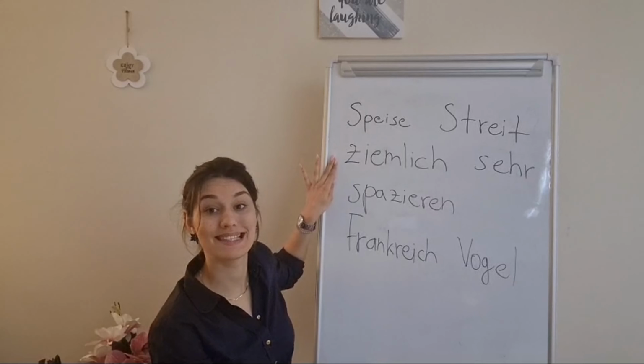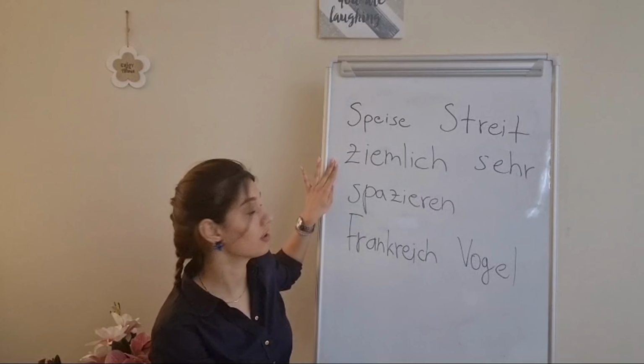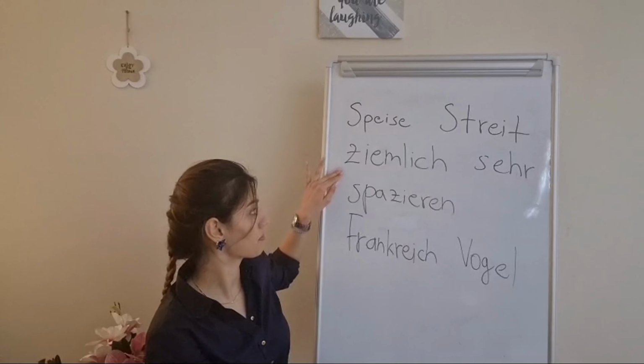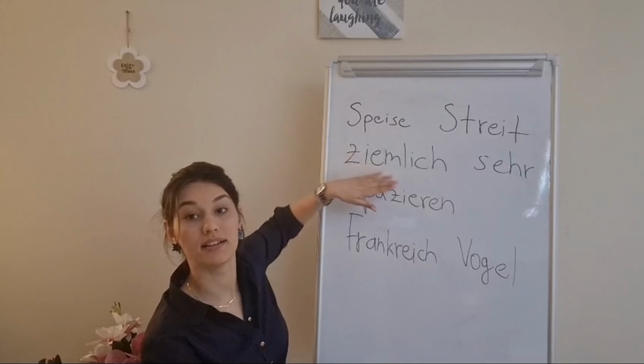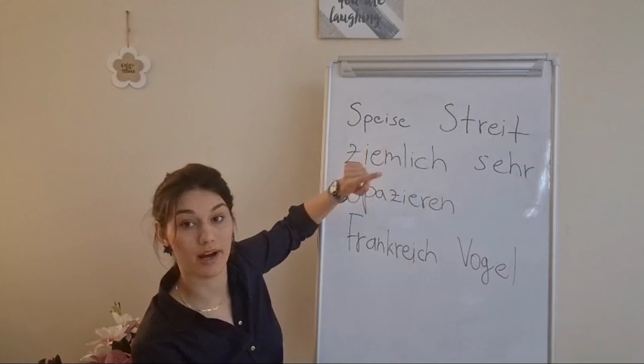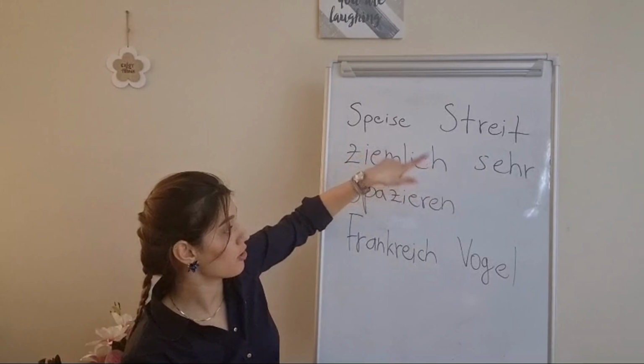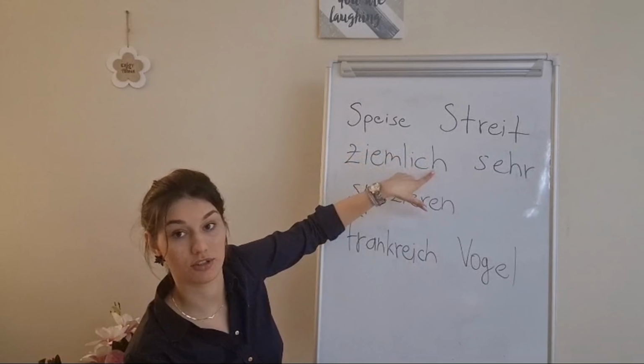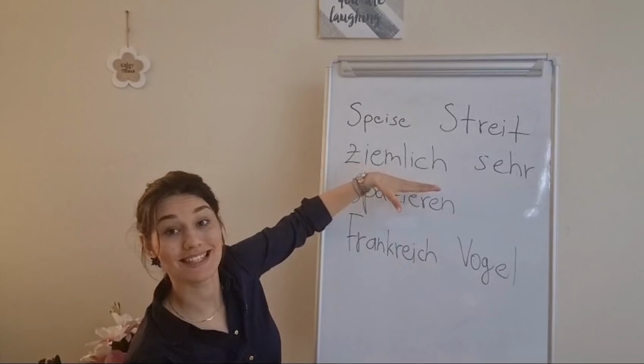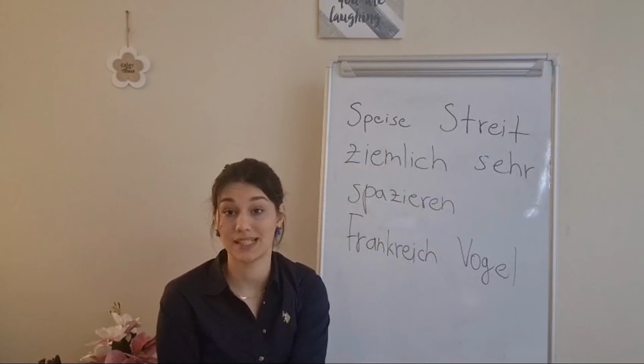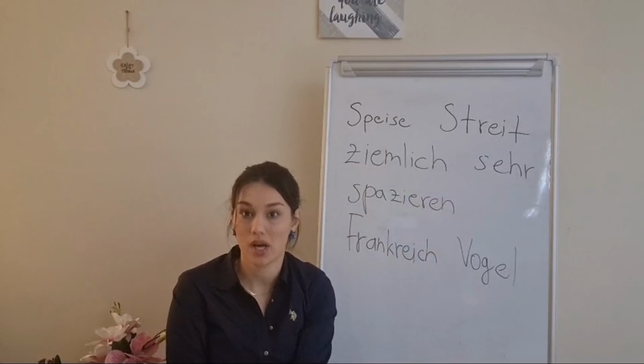Ziemlich. Maybe this word is a bit harder. So ts, e, and h at the end. Why is it h at the end? Because we have this letter in front of this letter. Ziemlich. That is a new word. It means very.